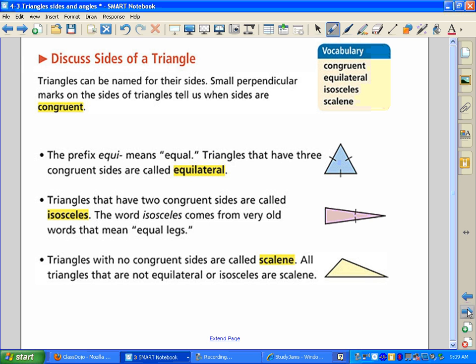Okay, so now we can look at the sides of the triangle, and we watched about these in the BrainPOP. The first one that we have is an equilateral triangle. And from our song, equilateral triangle, all sides are the same. So see the lines here? This tells us that all sides are the same length.